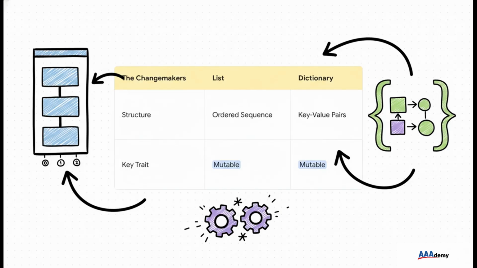Okay, so here's the bottom line for this section. Both lists and dictionaries are your changemakers. The main difference is just their structure. A list is an ordered sequence you access with a number, an index, while a dictionary is an unordered collection you access with a unique key. But they both share that all-important trait of being mutable.